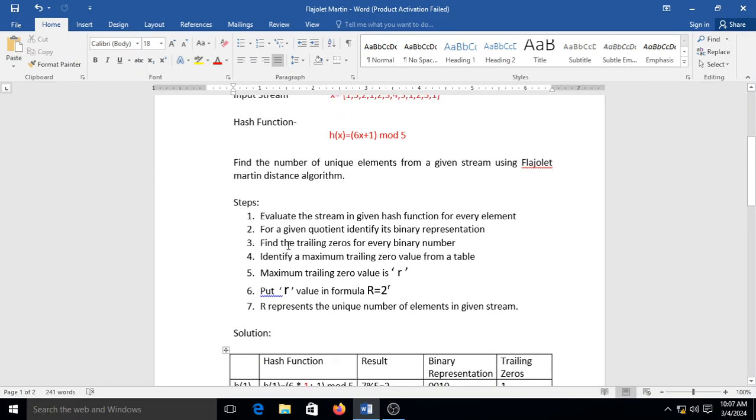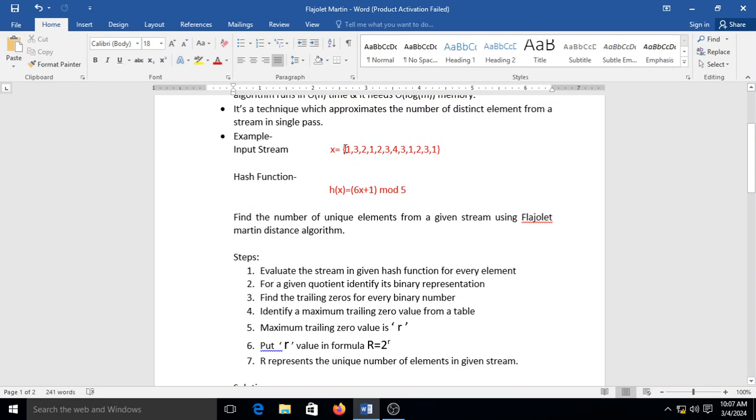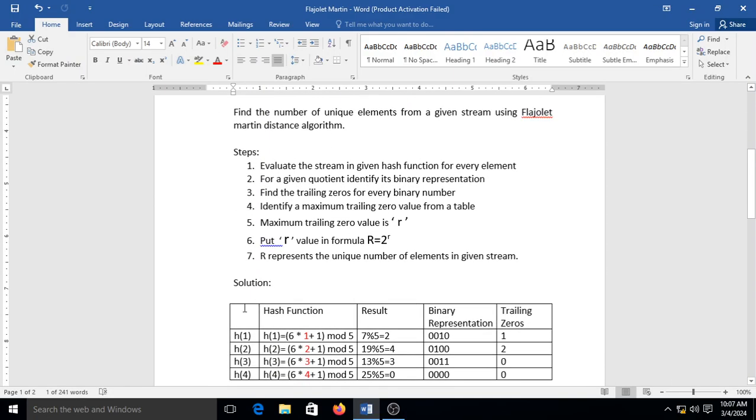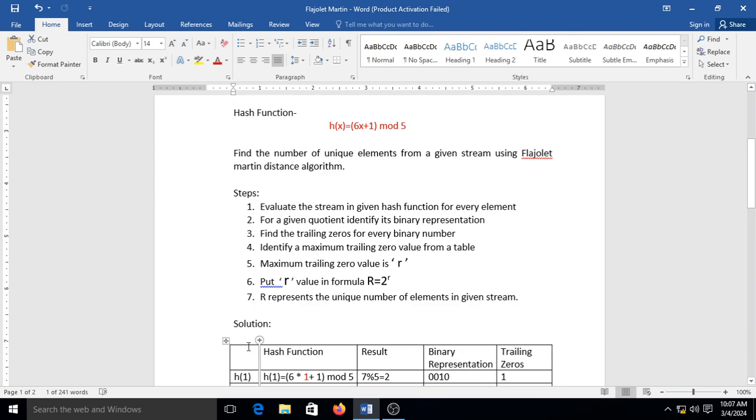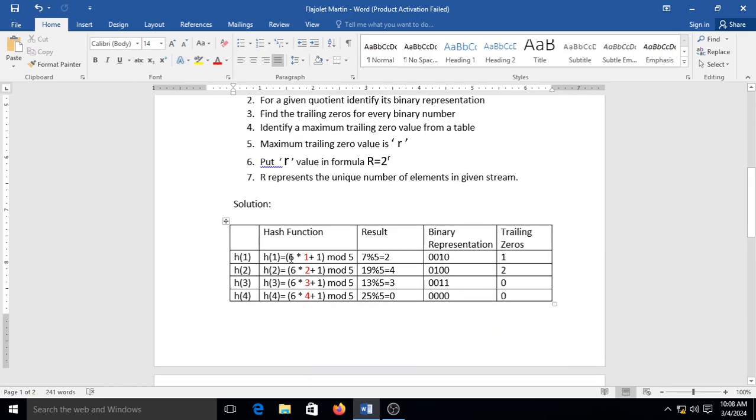Our hash function is h(x) = (6x + 1) mod 5. I will put the values 1, 3, 2, 1 into x. So h of my first element is h(1), next h(2), similarly h(3), h(4), and so on. By looking at the stream, I know the unique elements are 1, 2, 3; from a theoretical point of view, I will put the values 1, 2, 3 and 4 in the hash function. So h(1) is 6 into 1 plus 1, mod 5. After evaluating the hash function for the value 1, I get 7 mod 5, which equals 2.